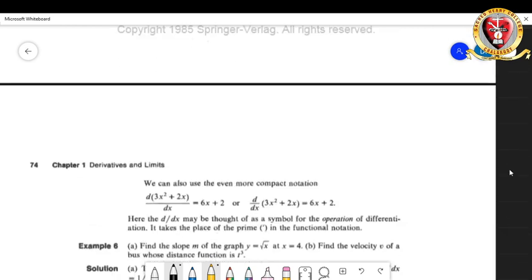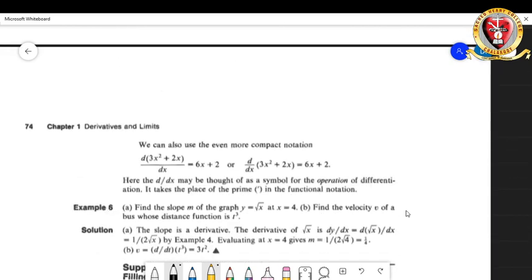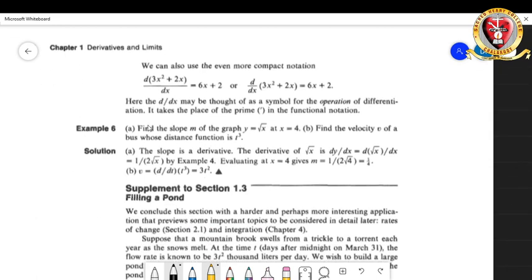And similarly, you can solve example 6 to find the slope m of the graph y is equal to root x at x is equal to 4. You know it is a derivative, so the derivative will be 1 by 2 root x, and substitute it at 4. And then find the velocity v of a bus whose distance is t cube. So you get d by dt of t cube is equal to 3t square, and likewise you can find the derivatives. You are already familiar with finding derivatives.